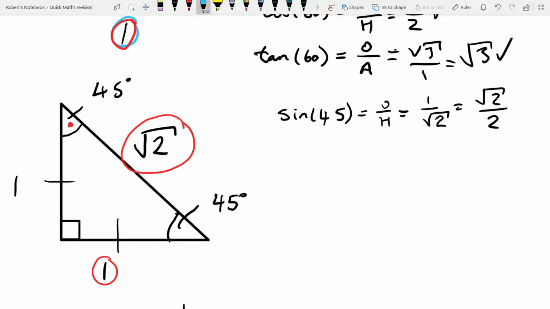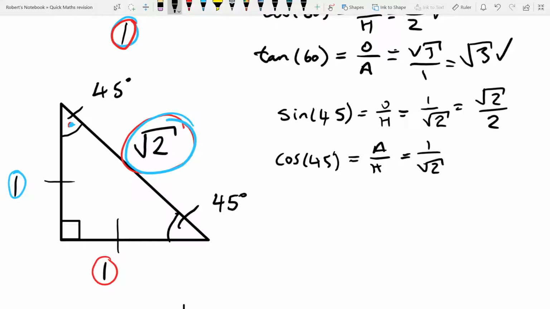We've got cos of 45 now. That's CAH, so that's the adjacent over the hypotenuse. We're looking at this angle here. The adjacent is the 1, the hypotenuse is the root 2.